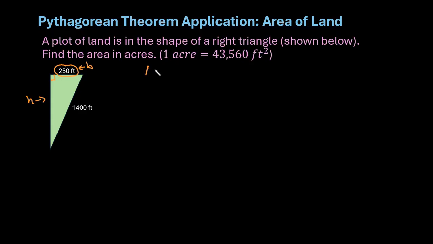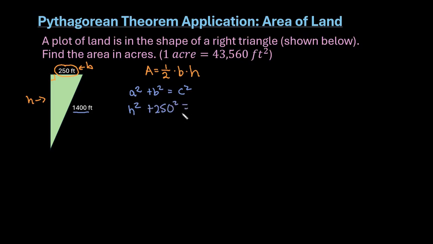And remember that in order to find the area, we would have to do 1/2 times the base times the height of the triangle. So we are missing the height, but we know the hypotenuse. And since this is a right triangle, we know that the Pythagorean theorem a squared plus b squared equals c squared does apply. Okay, so with this, I'm just going to substitute in h for a and 250 for b.